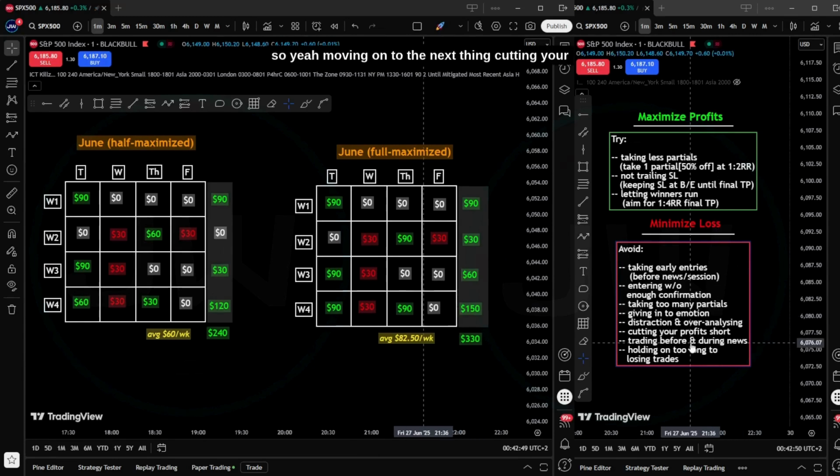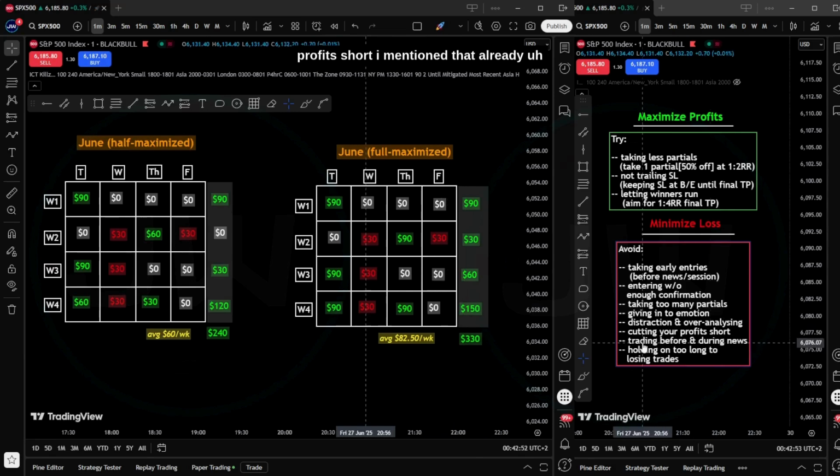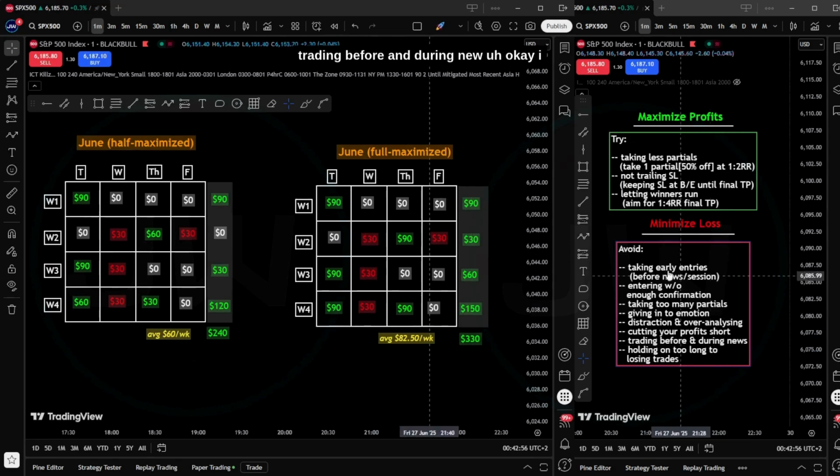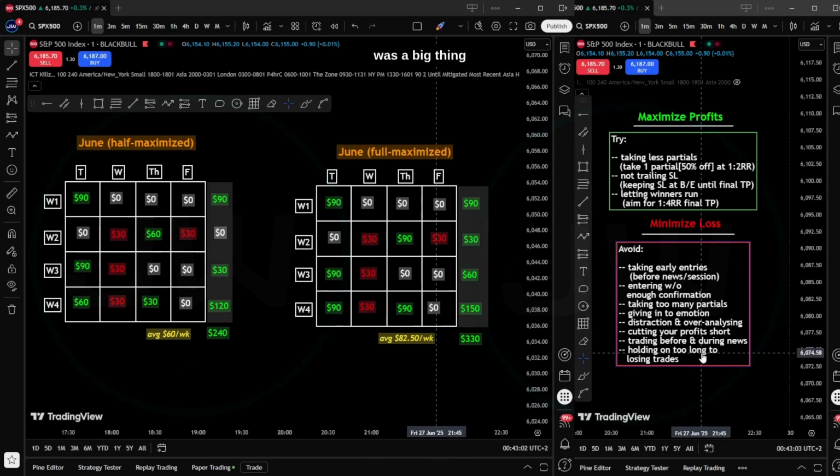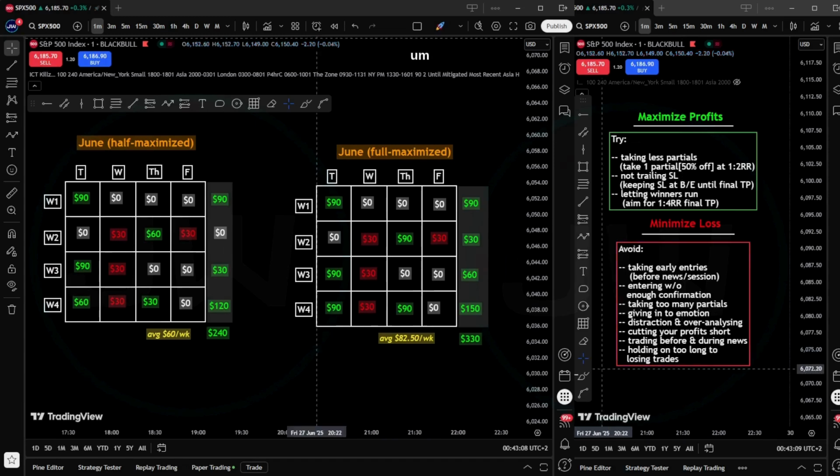So yeah, moving on to the next thing, cutting your profits short. I mentioned that already. Trading before and during news. Sorry. Holding on too long to losing trades. That was a big thing, specifically for one of the London trades.